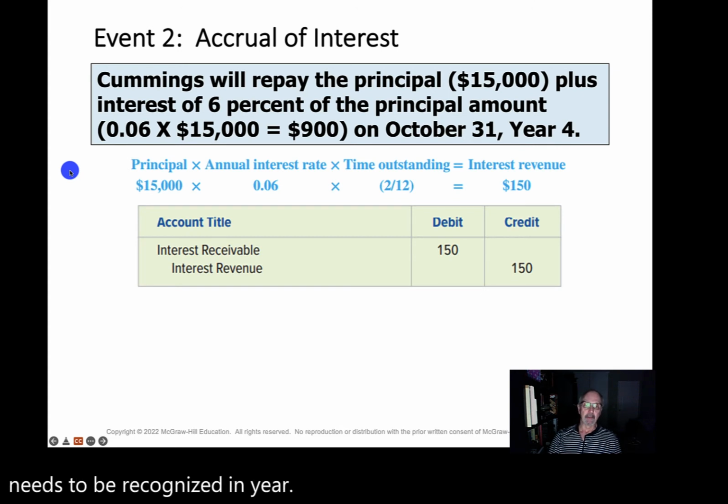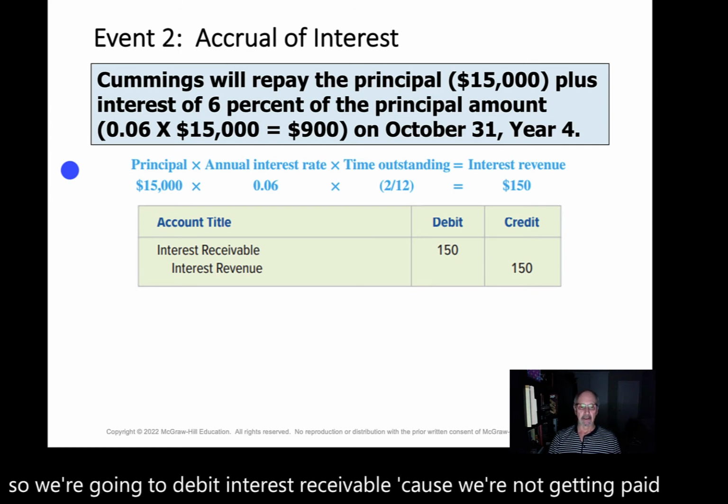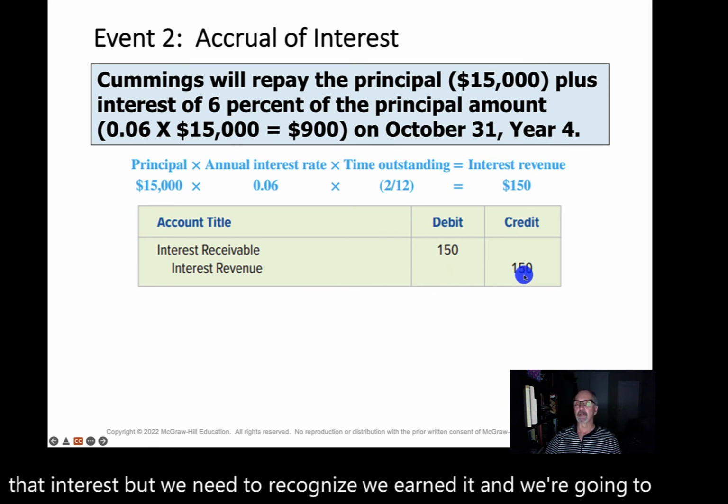So we're going to debit interest receivable because we're not getting paid that interest, but we need to recognize we earned it. And we're going to credit interest revenue.